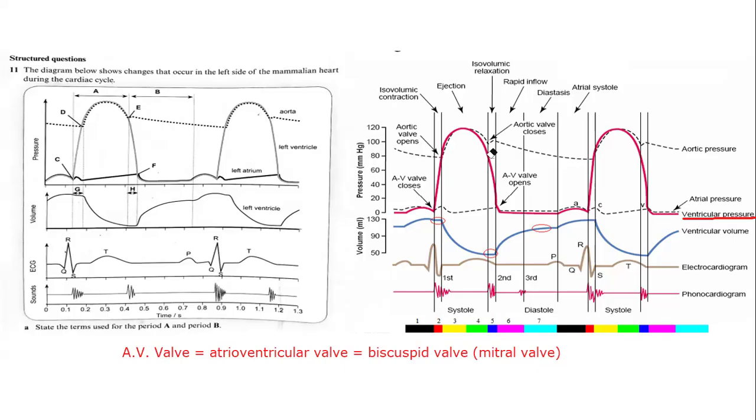And the ventricular pressure continues to go lower, so much so that it gets lower than the pressure in the atrium. And what happens when the ventricular pressure gets lower than the atrial pressure? What's going to happen to the mitral valve? It's going to open. And the cycle is going to continue again.